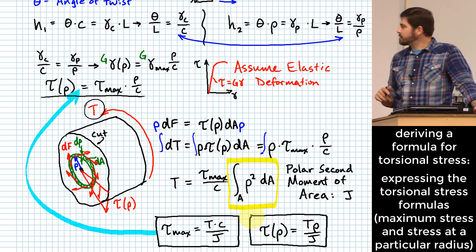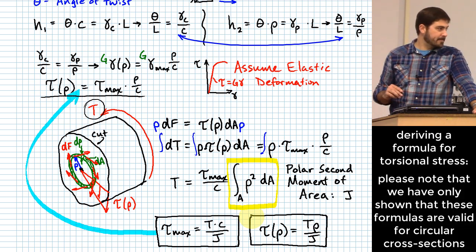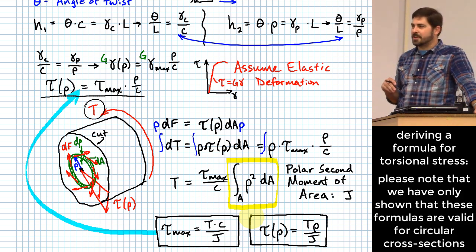J is our polar second moment of area. Yes, ma'am. That was what I was going to talk about next.